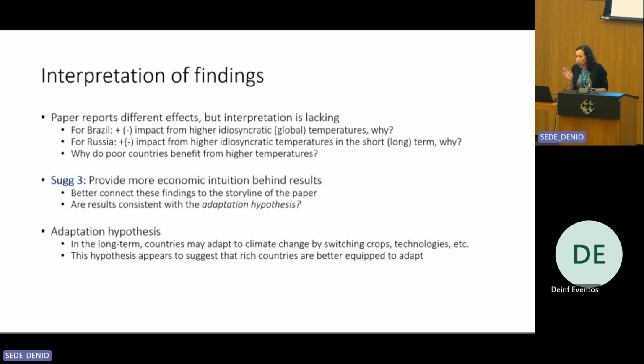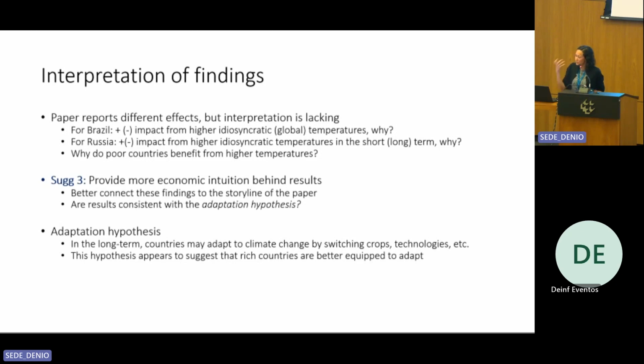And then also, I would push you a bit on the interpretation of your findings, no? The paper reports different effects, but where I missed a lot is the interpretation. How should I go and sleep peacefully when I see Mexico is red in all your maps? No, but what I meant is, and it's true, Mexico does really badly in all the maps in the paper. But what I meant is, for instance, Brazil's case, no? It seems to have a positive impact from higher idiosyncratic temperatures, but a negative one from global temperatures. Why? There is zero information on that in the paper.